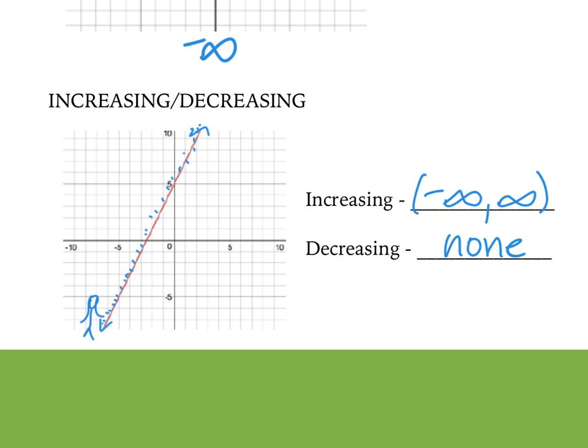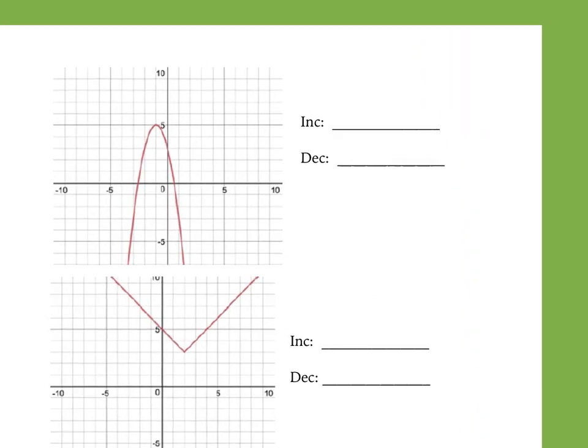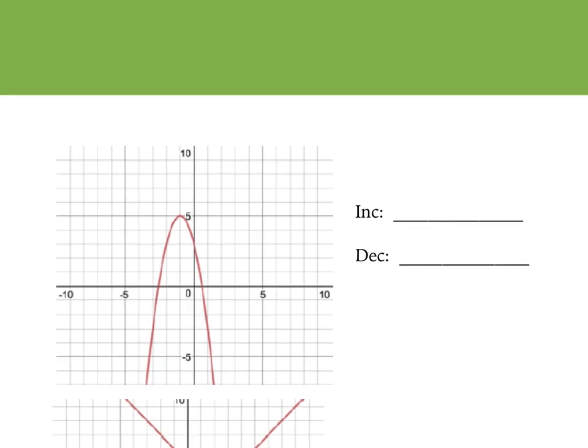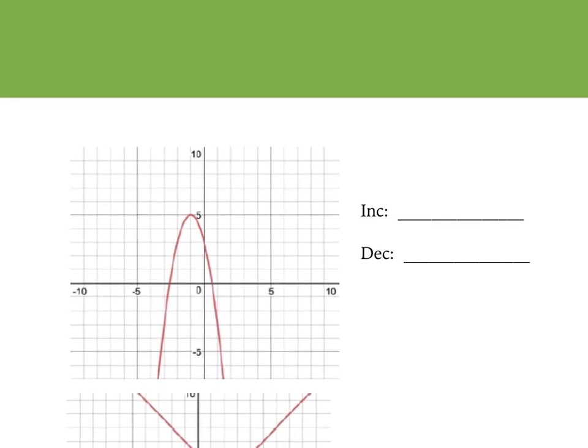So if you don't have one... How do you know she's not running backwards? How do you know she's not running that way? Because we go from left to right. Yep, from left to right. Don't overthink it. Everybody with me?